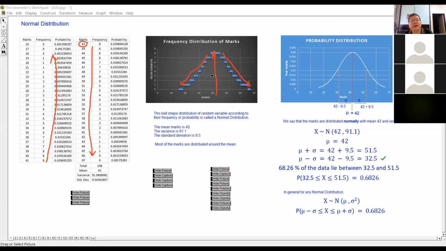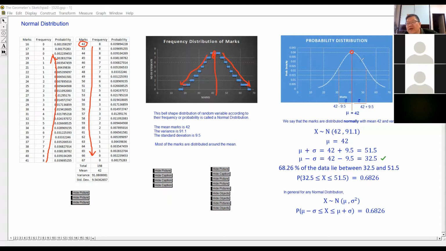No question. Then after plotting the frequency, the number of students against the marks, I also want to plot the probability. Probability follows the number of students. So the probability definitely will be higher at the center here. Okay, I'm referring to the graph here. So the probability distribution is also something like the frequency distribution. The probability is the highest at the center.